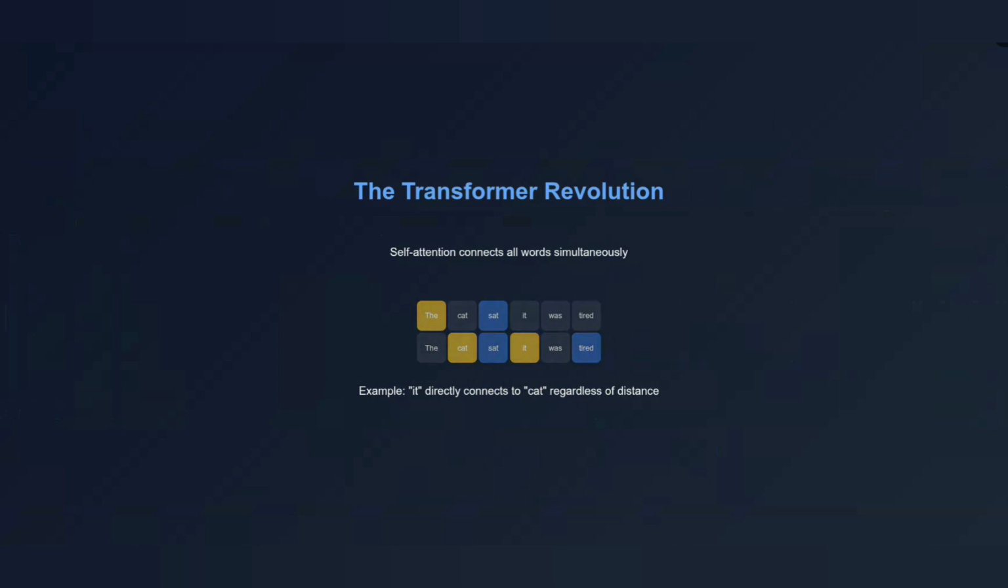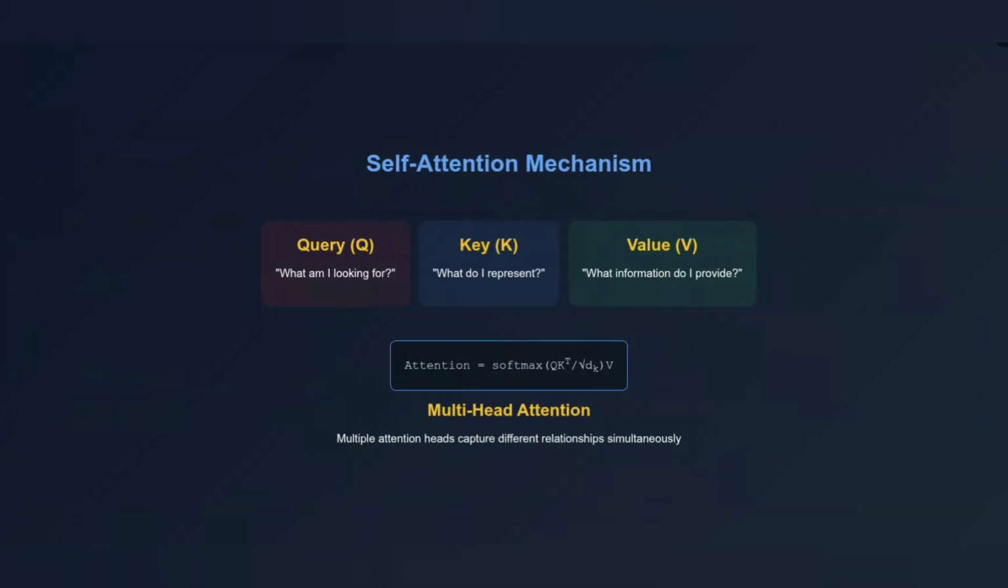This architecture consists of two main components, the encoder that understands the input and the decoder that generates the output. But the real magic happens in the attention layers. Let's break down each component. Self-attention is the heart of the transformer. For each word, we create three vectors: query, key, and value. Think of this like a database lookup. The query asks, "What am I looking for?" The key answers, "What do I represent?" And the value contains, "What information do I actually provide?"